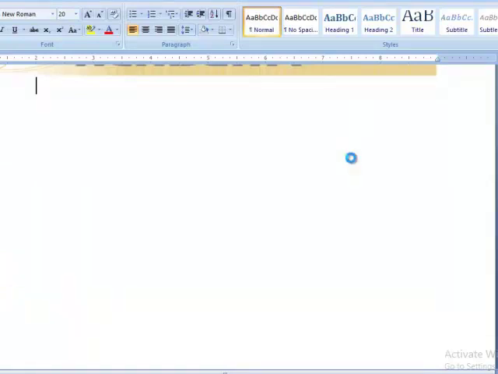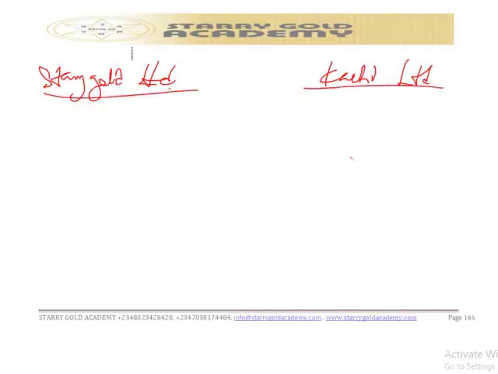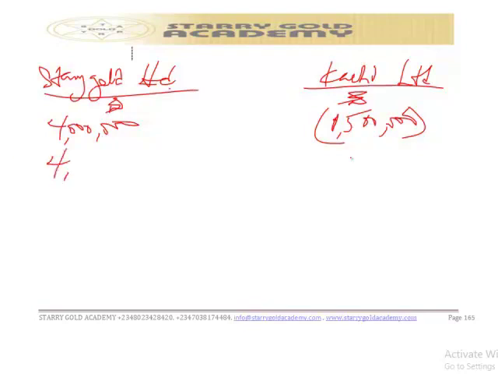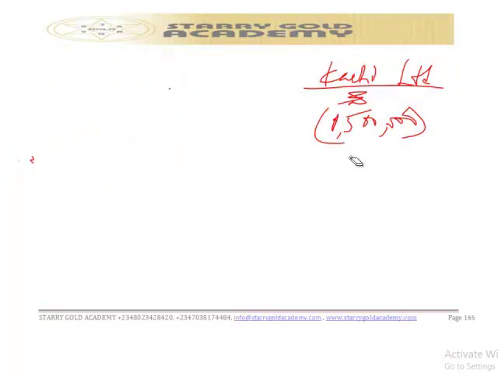We have an illustration: Starry Gold Limited and then Kashi Limited. The extract of the financial statement of these two companies are as follows. We have total profit or loss for the year. Starry Gold reported a profit of say 4 million naira, and Kashi reported a loss of say 1.5 million naira. Starry Gold Limited's retained earnings brought forward is about, let's say, 5 million naira.